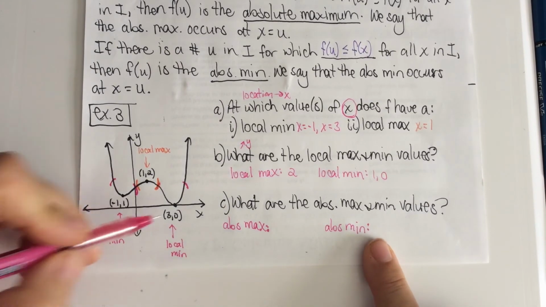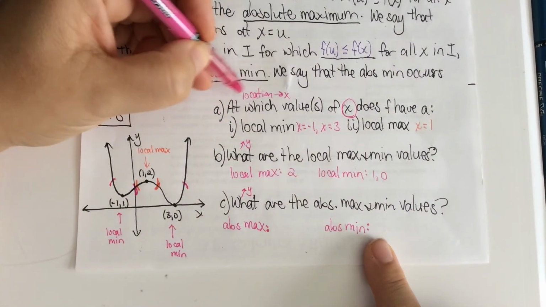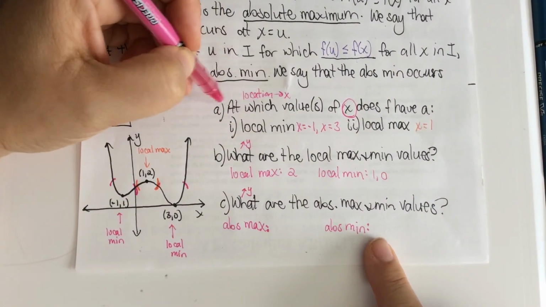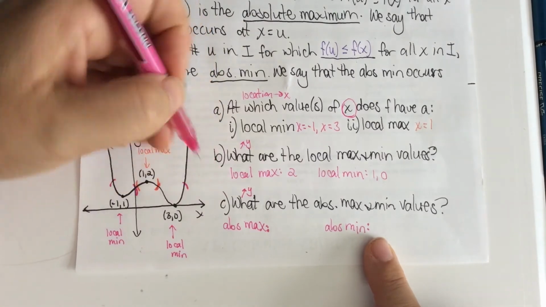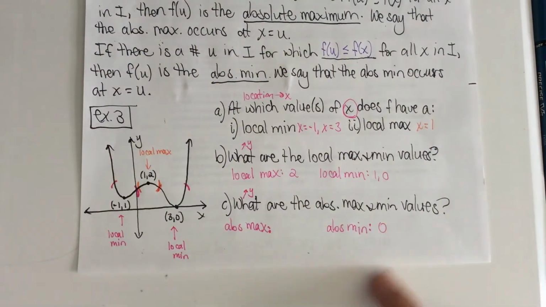We're talking about absolute min. And it's saying what? So it's asking for a y. It's not asking for a location. It's not saying where or at which. It's saying what. So that's asking for a y value. So the absolute min value is 0.